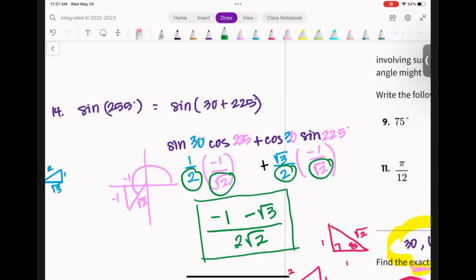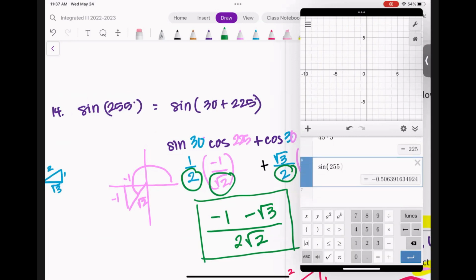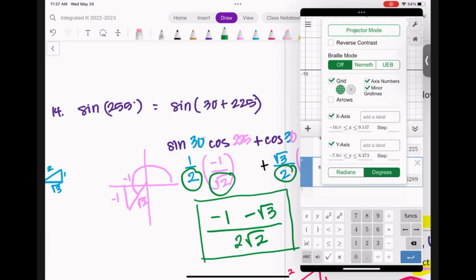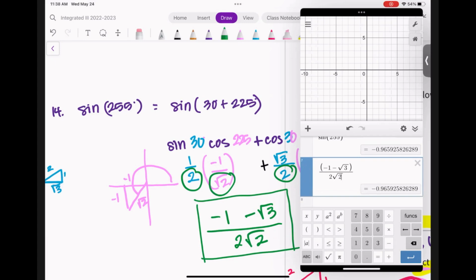The way you check your answer as well is you can actually plug this into your calculator. So sine 255, and I need to make sure I'm in degree mode. So this answer is -0.965. And you're like, Ms. Johnson, that doesn't look like your answer. So then you just plug in your answer just to make sure. So we get -1 minus root 3, all divided by 2 root 2. Oh my gosh, it's the same exact answer. Yay, we did it right, right? So just make sure that you're comfortable with that.